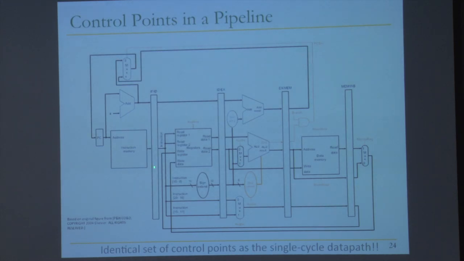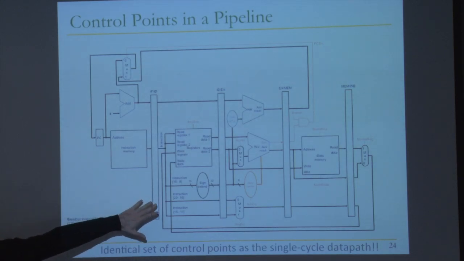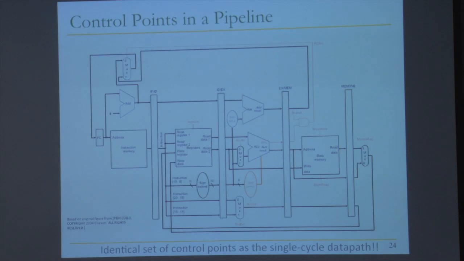OK, control points in a pipeline. If you've actually designed the single cycle processor, single cycle data path, the control points are the same. They don't really change, at least for the data path elements. There are some other control points that we will discuss related to stalls that need to be added. But these control points are the same. Register write signal, ALU source signal, what should the ALU do, branch condition calculation logic control signal, the PC source mux signals. They're all the same, except they're utilized at different stages, right?